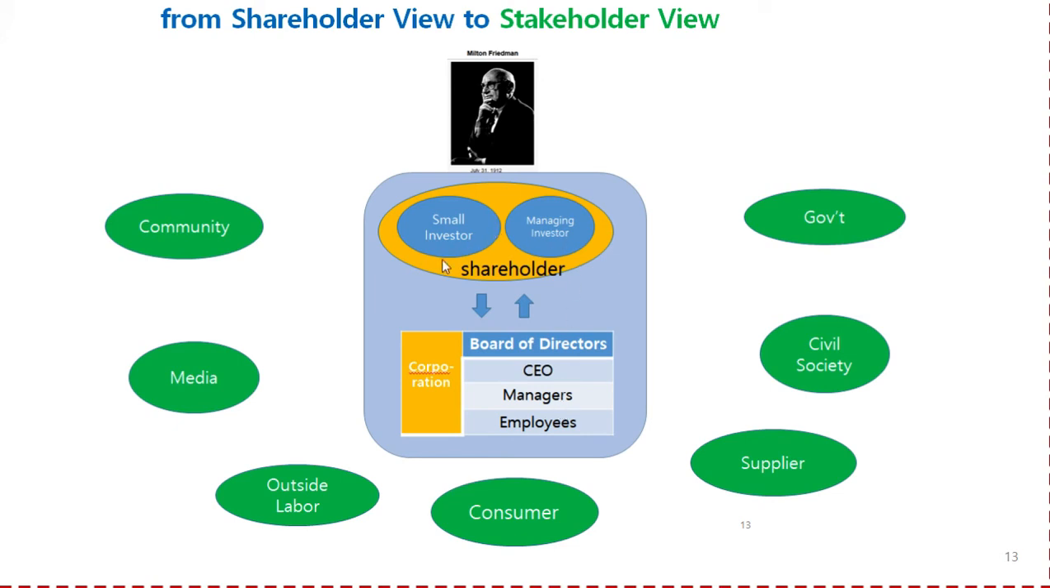So a corporation is responsible for the welfare of the society as a corporate citizen, and they have to take good care of the environment in which the corporation is working. So these entities that affect corporations and are affected by corporations are called the stakeholders, and they are community, media, outside labor, consumer, supplier, civil society, and government. Okay, they should take care of all these stakeholders for the success of their corporate objectives. Okay, that's what the stakeholder view says.